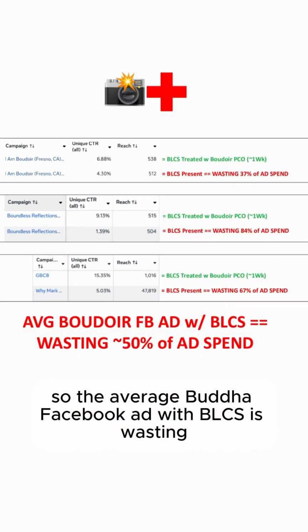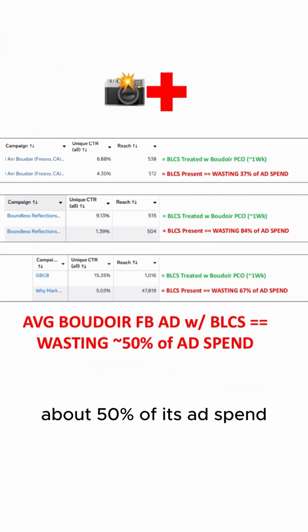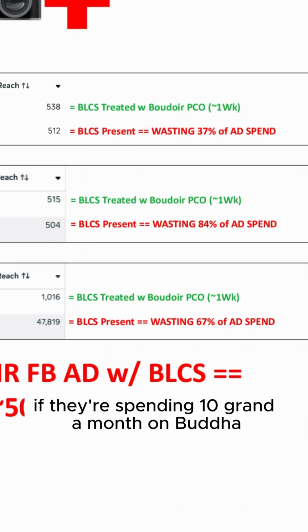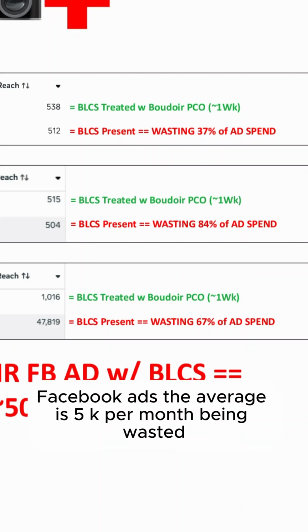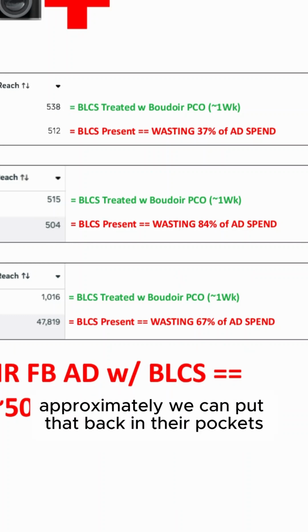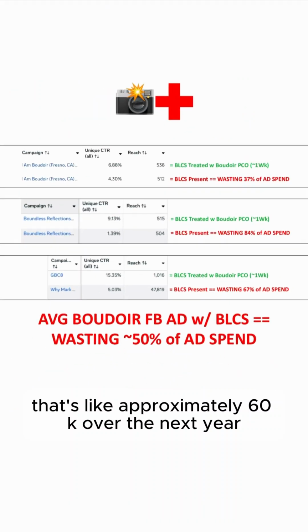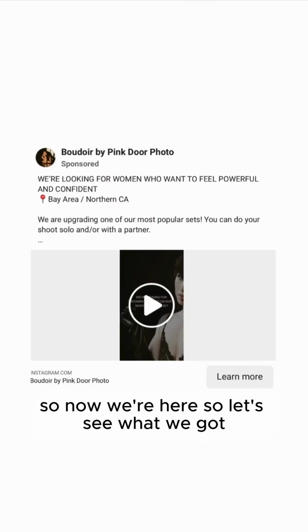So the average Facebook ad with BLCS is wasting about 50% of its ad spend. So if they're spending 10 grand a month on Boudoir Facebook ads, the average is 5K per month being wasted. Approximately, we can put that back in their pockets. That's like approximately 60K over the next year. It's after 12 months. So now we're here. So let's see what we got.